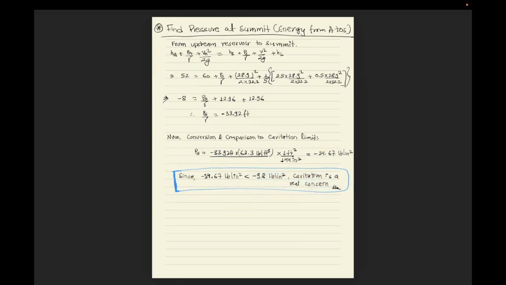So suppose you are the engineer, what could you do to reduce cavitation risks in this siphon? The answer could be lowering the summit, or increasing the pipe diameter, or smoothing the entrance. So now we are done with question number 3 as well.